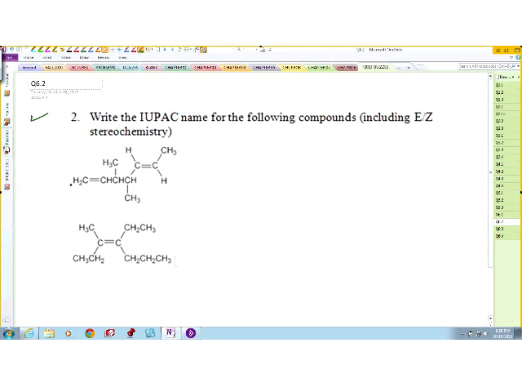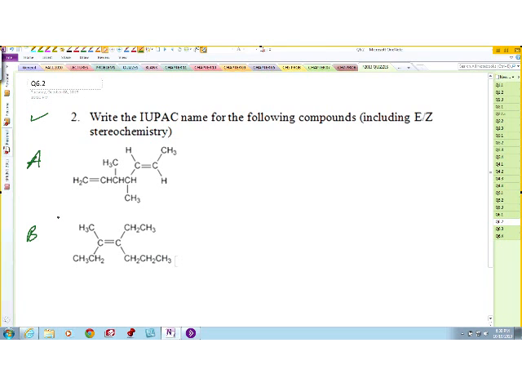Okay, Kayla, can you read this for us? Write the IUPAC name for the following compounds, including E/Z stereochemistry. Okay, thank you, and very good. So the following compounds are, let us call this A, and let us call this B.